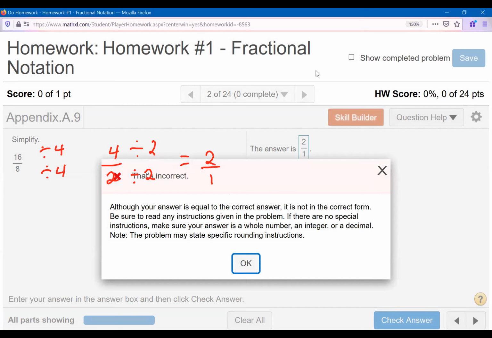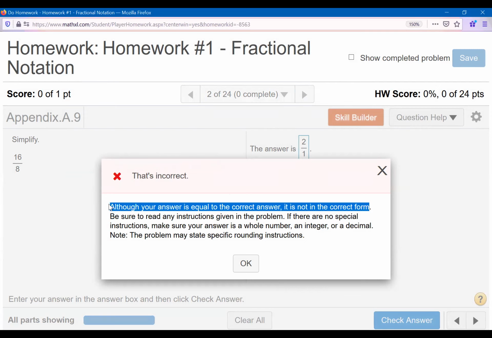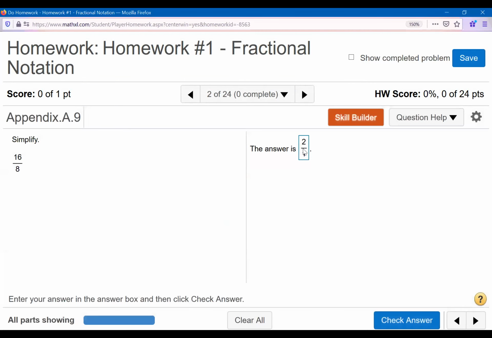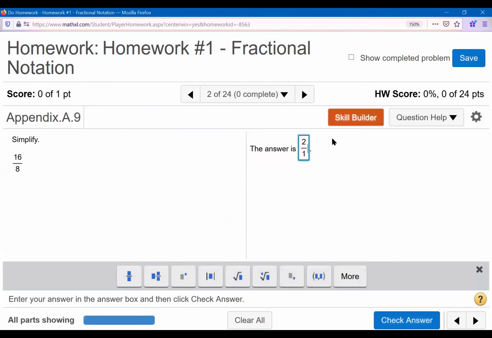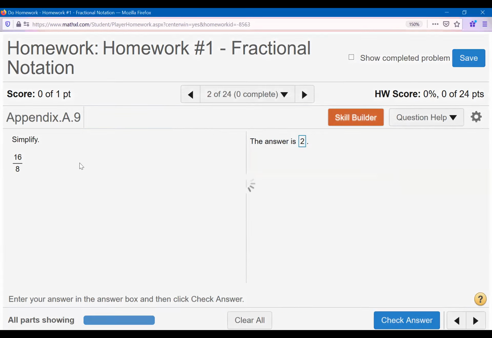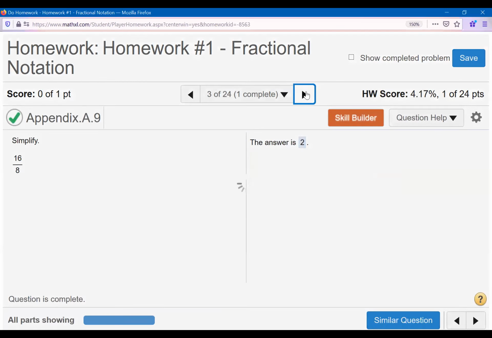So if you ever see this message that says, although your answer is equal to the correct answer, it is not in the correct form, that often means that you just need to reduce more. So instead of 2 over 1, we need to write just 2. So sometimes your answer might not be a fraction, it'll just be a whole number. So 16 divided by 8 is just 2. Okay, so that's the first one I wanted to let you know about here.